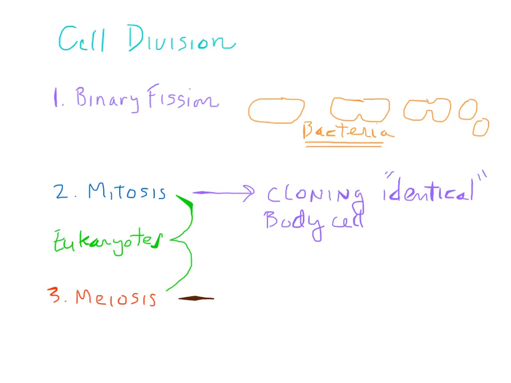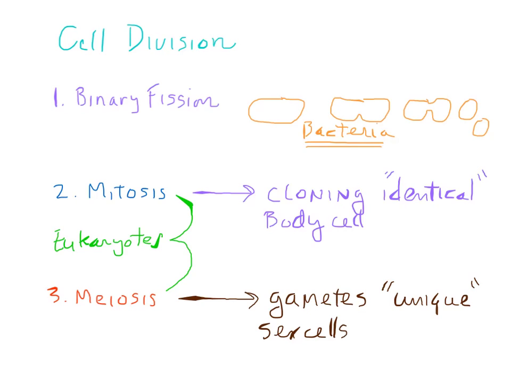Whereas meiosis is the process used to create what are known as gametes. These are unique cells, no two are alike, and you might think of them as the sex cells, such as eggs in a female or sperm in a male.